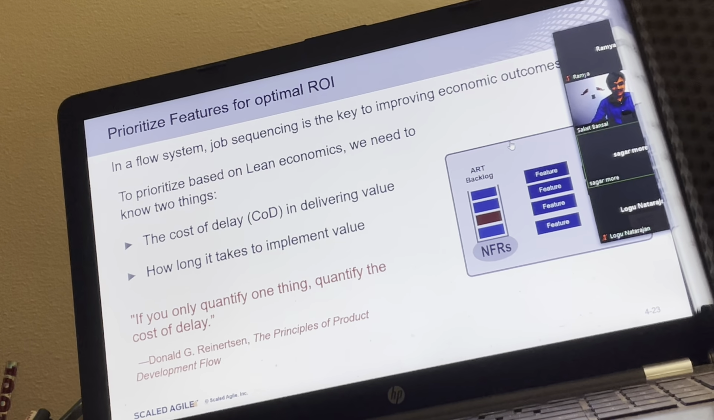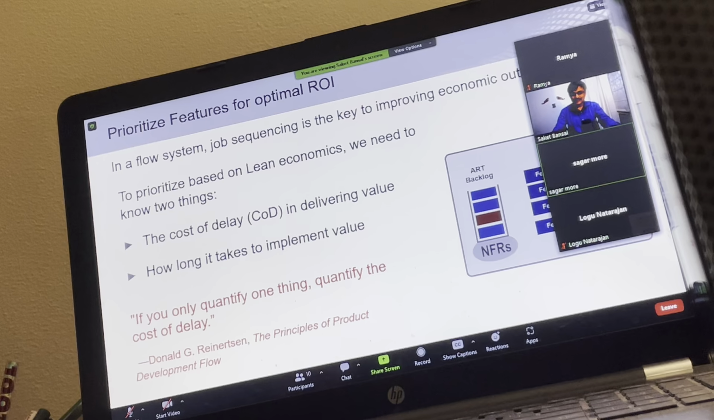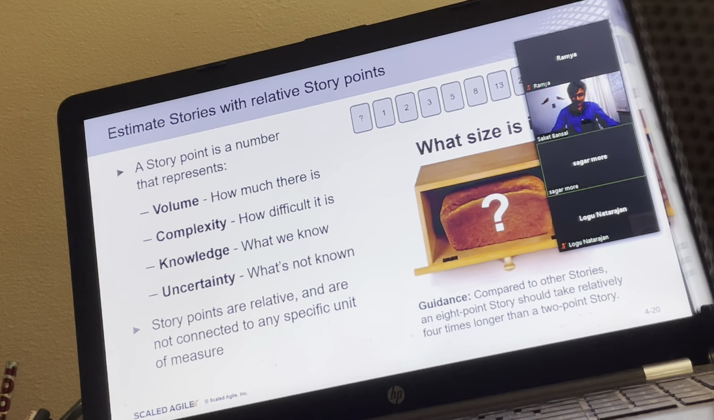Fibonacci series, like there are some systems like 1, 2, 3, 5, right? So I have a doubt: why do we prefer Fibonacci series over the regular number series? Okay, yeah. So this is an agile thing. They call it a non-linear series. It could be 1 to 8, 16 also, but not 1, 2, 3, 4, 5.